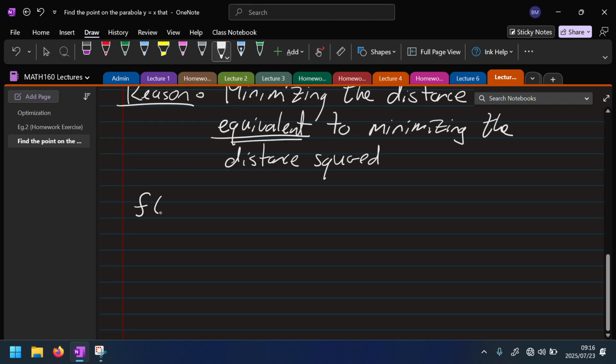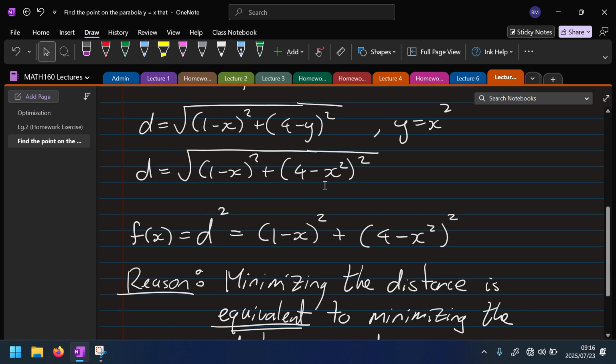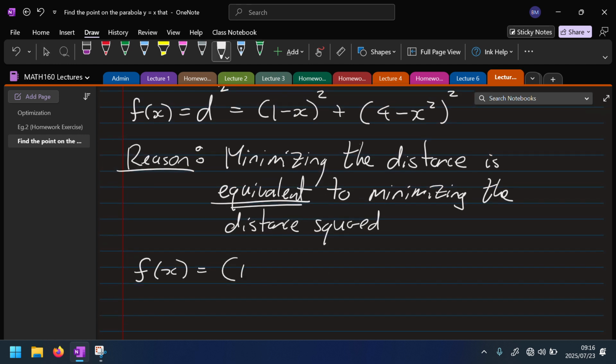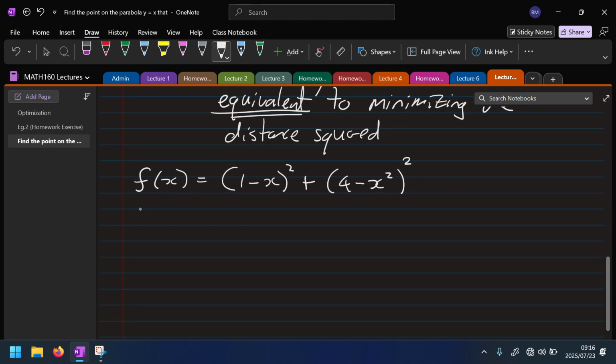So we've got f. That's going to be d squared, so all of that there, plus (4 minus x squared) squared. So we've got our f function. We want to take the derivative, set it to 0, and solve for x. So f prime, what's that going to be?